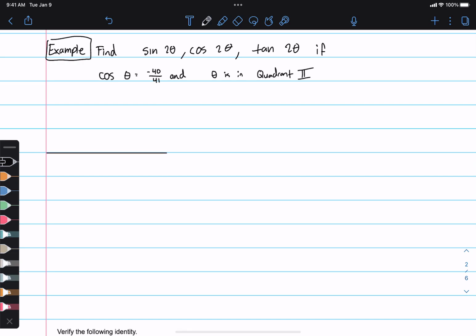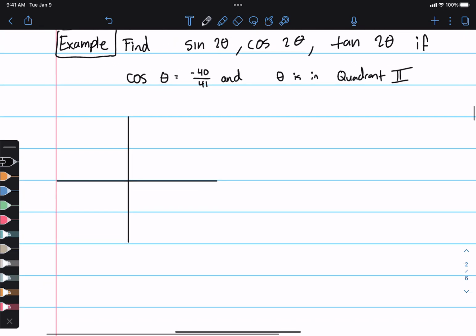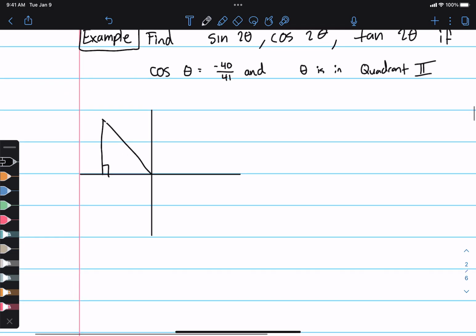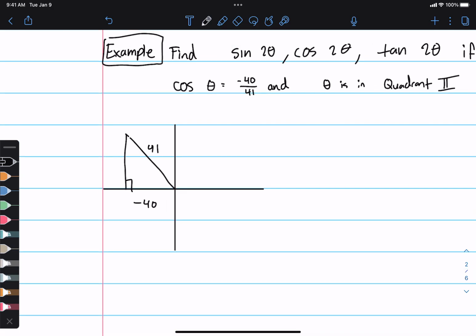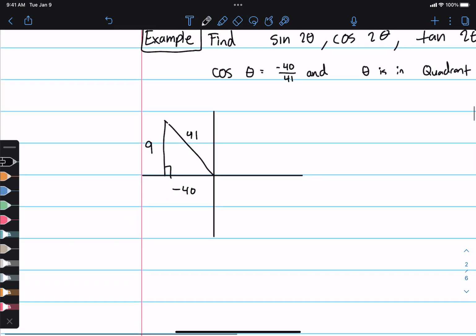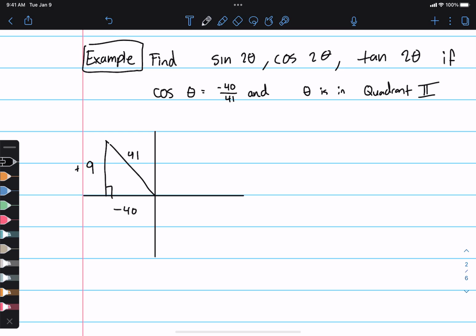So my first step here is that I'm going to draw a unit circle, or at least the coordinates, right? And since it's in quadrant 2, it's going to be a line coming out here, right? And this is going to be negative 40 over 41 because of cosine, right? And so if we use our calculator to complete this triangle, we're going to get the next side is the square root of 41 squared minus 40 squared. And we're going to get that this side is 9, using the Pythagorean theorem. And this is positive 9, right? Because it's up. So this means that sine theta is going to equal 9 divided by 41.